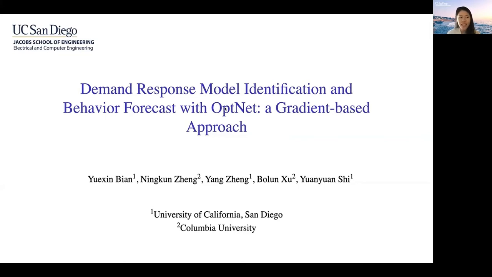Today, I'm really glad to introduce our work, Demand Response Model Identification and Behavior Forecast with OptNet, a gradient-based approach. Our motivation is to identify the demand response model and to see whether we can embed this model knowledge and achieve better behavior forecast.